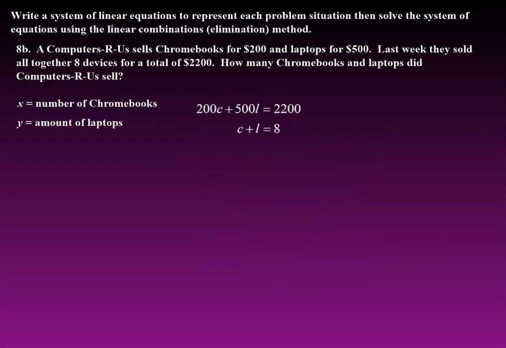As we always do, this is a continuation of the last problem as well, although I got some funky labeling here. I have x and y labeled over here, but then I have c and l over there. So let's label c the number of Chromebooks and l the number of laptops. You're going to go ahead and solve this system on your own and then check to see how you did.